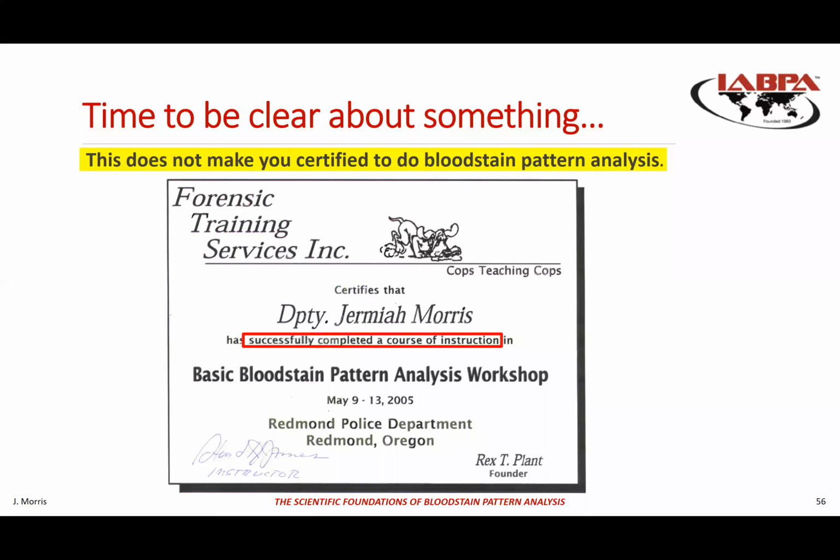If you look at the reading, it simply says, Mr. Morris successfully completed a course of instruction. I was there for 5 days. I did all the work. I took a test, and I'm good to go. I completed the course. It does not say I'm good to do casework.